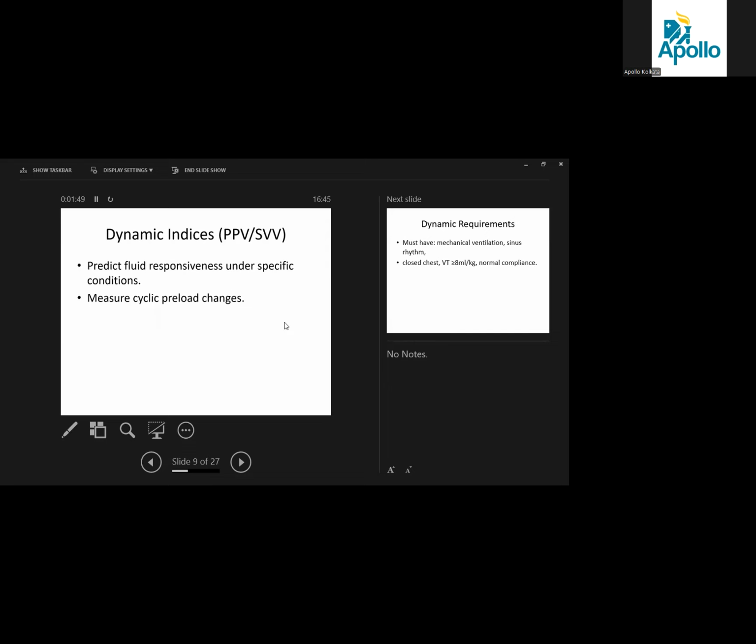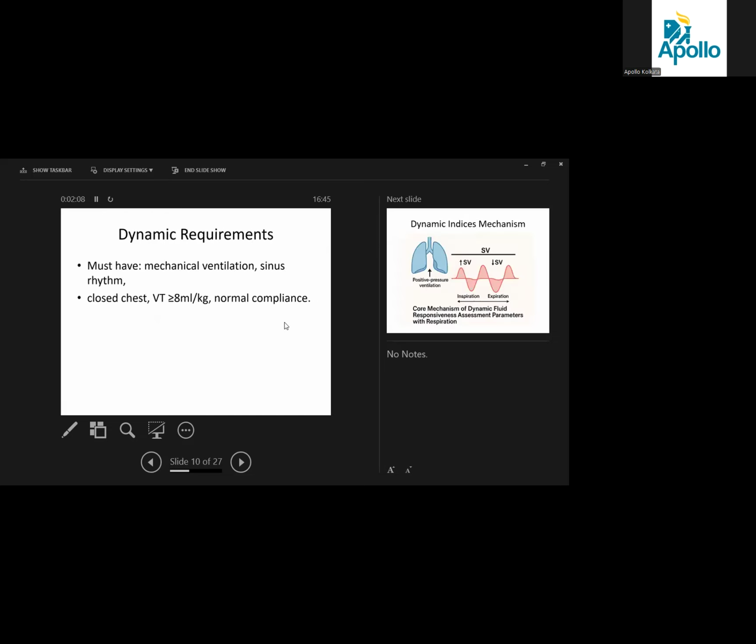Now, what are the dynamic indices? The dynamic indices are used for predicting fluid responsiveness under specific conditions. That is, they have a particular core principle under which they work. They do not work outside their core principle mechanisms. They are used for measuring the cyclic preload changes.